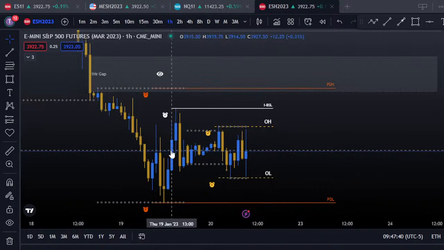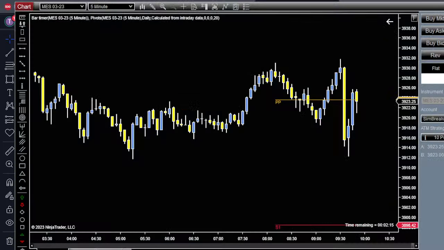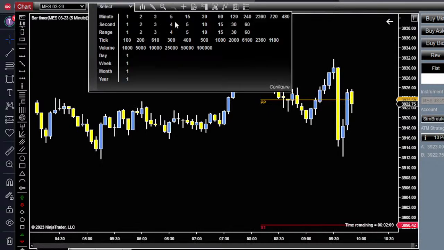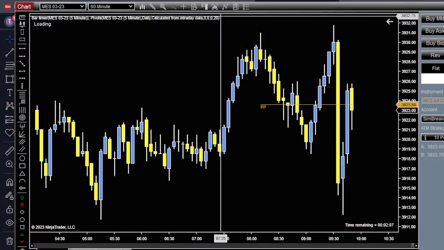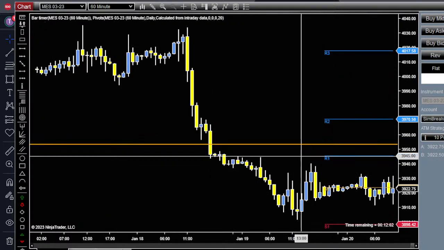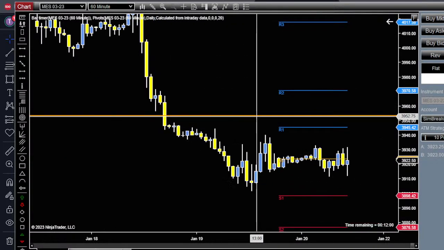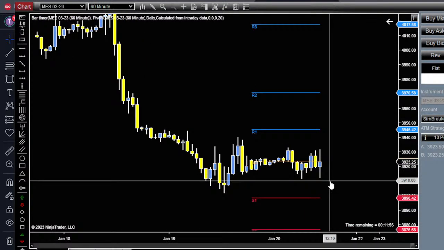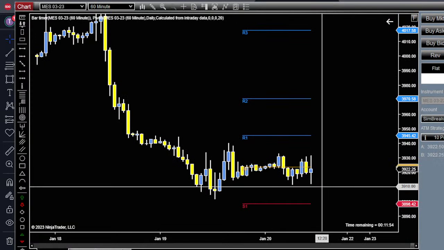I chart on TradingView, but then I execute over here on NinjaTrader, which, as you see, this is a 5-minute chart on NinjaTrader. Still the MES. I trade the micros when I'm trading my money, and even my two funded accounts.